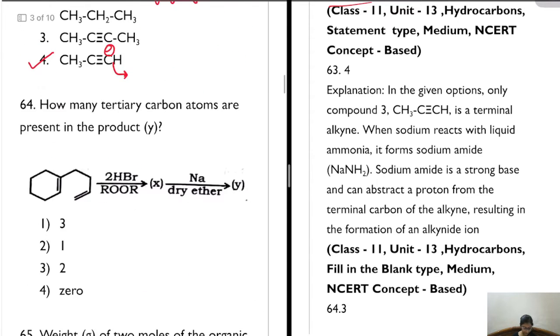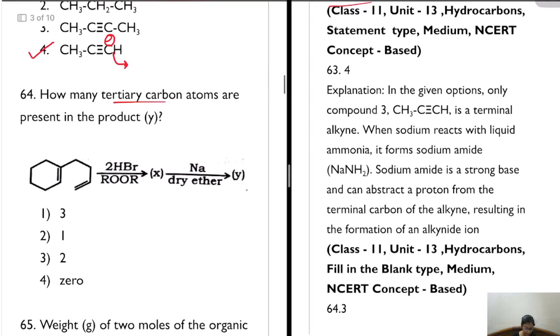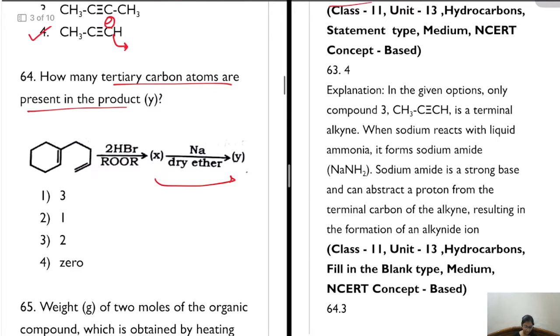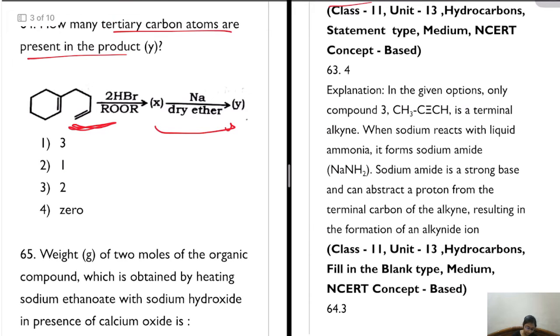Now let's see the next question. How many tertiary carbon atoms are present in the product Y? See what the product Y will be. Bromine will be attached here, and this would be our Y. And how many sp3 carbons are there that are tertiary, as in these? So the correct answer is two.